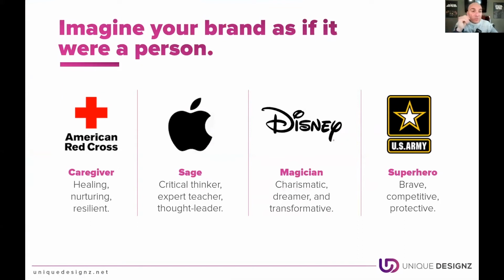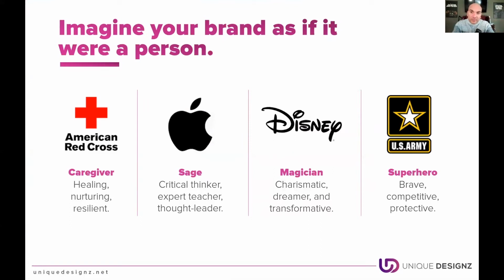So let's look at the American Red Cross, for example. The overall brand attribute is caregiver, healing, nurturing, resilient. When there are massive disasters, when there are tragedies all over the world, from natural disasters, for example, the American Red Cross are the first to show up, right? And they're there to give care. Look at Apple. Their brand attribute is sage: the critical thinker, the expert teacher, the thought leader, the innovator. It's very straightforward and very clear. Disney: magical, charismatic, dreamer, transformative.